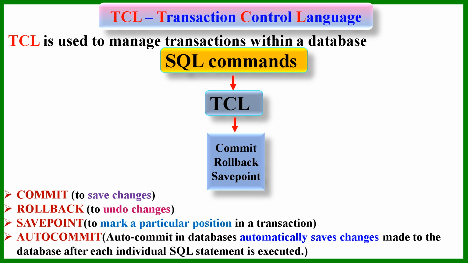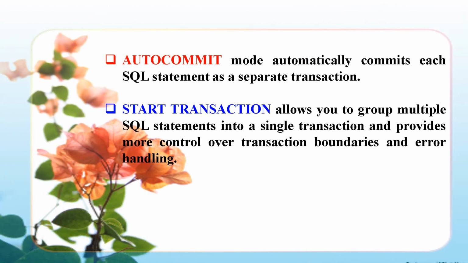AUTOCOMMIT. AUTOCOMMIT in databases automatically saves changes made to the database after each individual SQL statement is executed. AUTOCOMMIT mode automatically commits each SQL statement as a separate transaction. Start transaction allows you to group multiple SQL statements into a single transaction and provides more control over transaction boundaries and error handling.